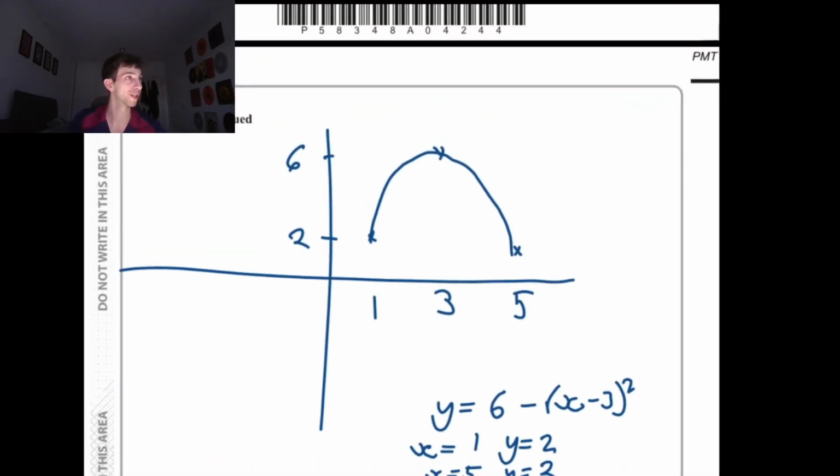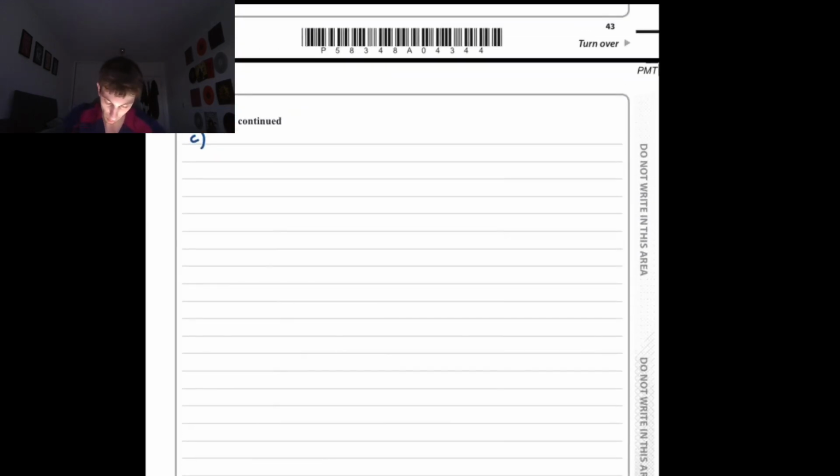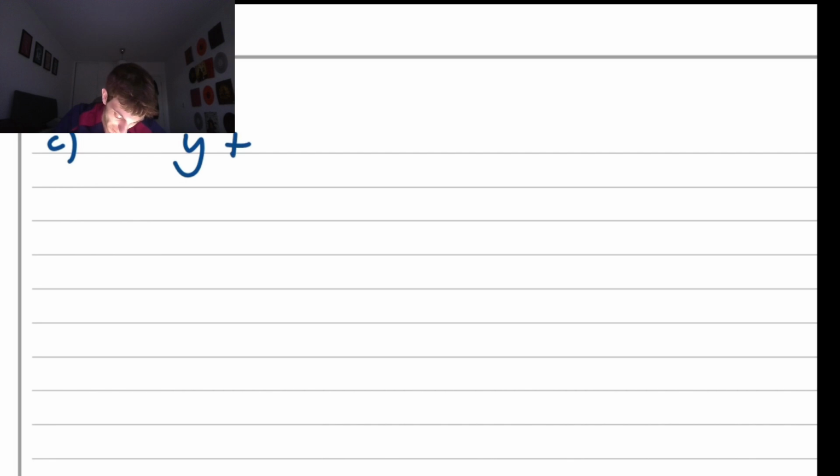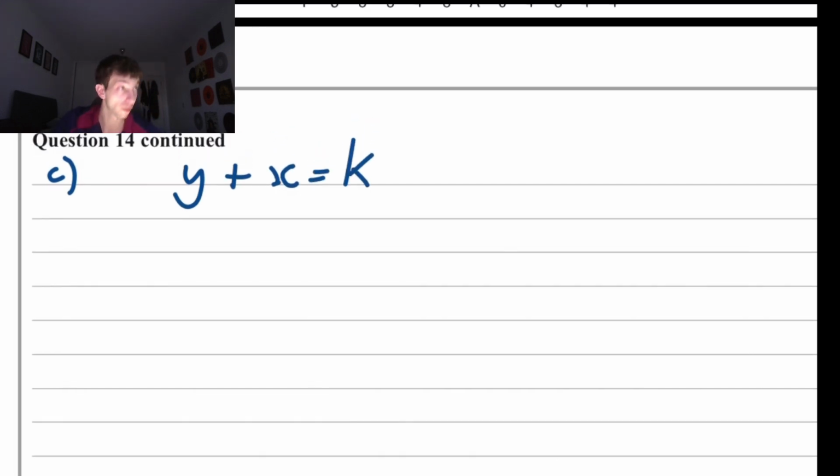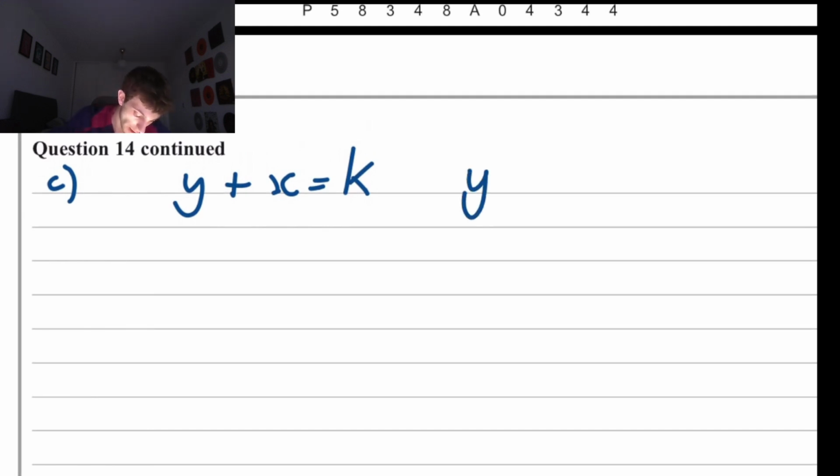I redrew the curve to look a little bit smoother, guys, but there we go. So what do we have? I'll do this in red, do it in blue. So we have that y plus x equals k. Let's rewrite this as y equals mx plus c. So rewriting this as y equals mx plus c, we have y equals minus x plus k.